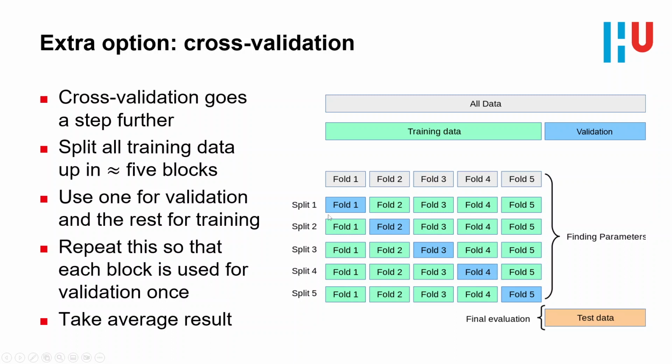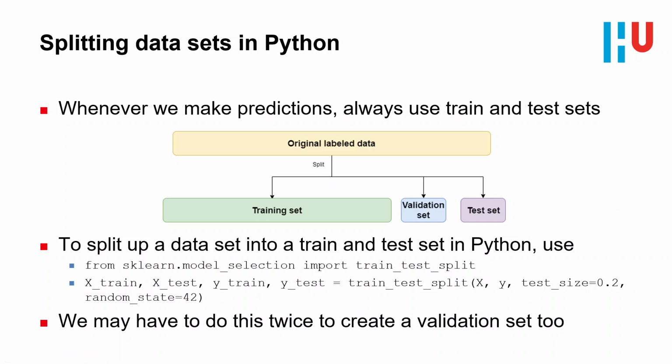So then we can do the fine tuning of the parameters with different types of training data, which is nice. And what we then can do is take the average result to determine the optimal parameters. Okay. So this splitting of the data, can we do this automatically? Yes, we can. It's Python after all, so a lot of things can be automated.